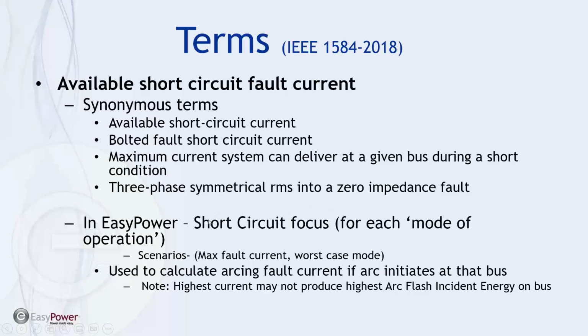Likewise, in EasyPower, when the standard says that we should consider each mode of operation, in EasyPower that's defined as a scenario, and it can affect the max fault current and the worst case mode. So again, what you'll see when we get into short circuit is the need to verify whether or not there's equipment duty violations in different scenarios that we may be using in our operations. And they could actually be different than the buses or the equipment that is sensitive to arc flash because of the arc flash paradox.